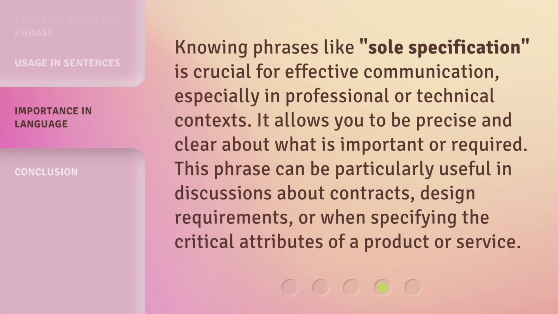Knowing phrases like sole specification is crucial for effective communication, especially in professional or technical contexts. It allows you to be precise and clear about what is important or required. This phrase can be particularly useful in discussions about contracts, design requirements, or when specifying the critical attributes of a product or service.